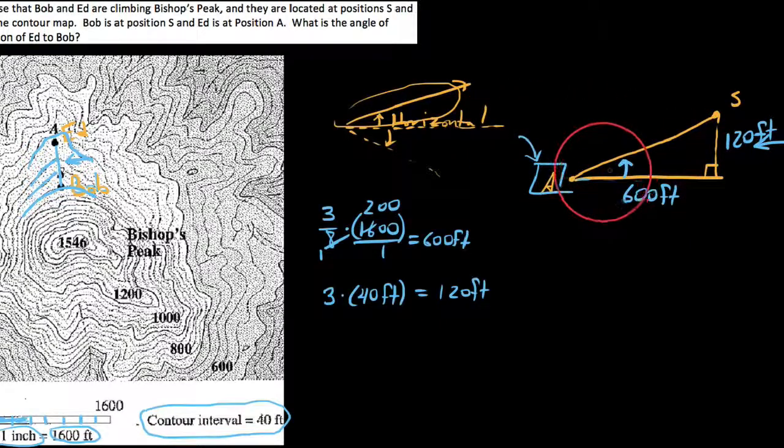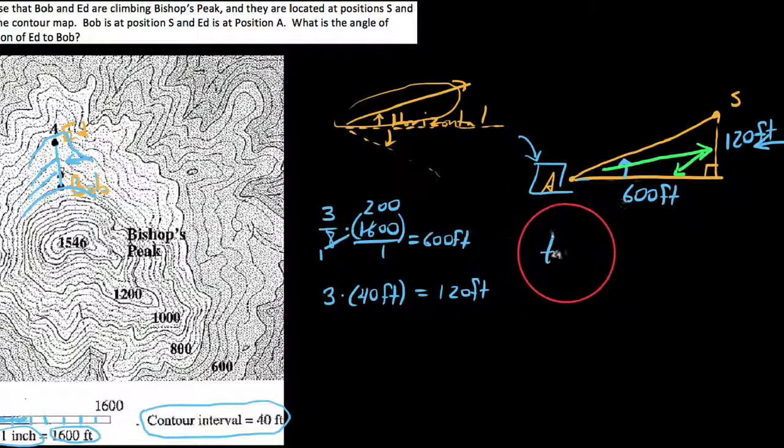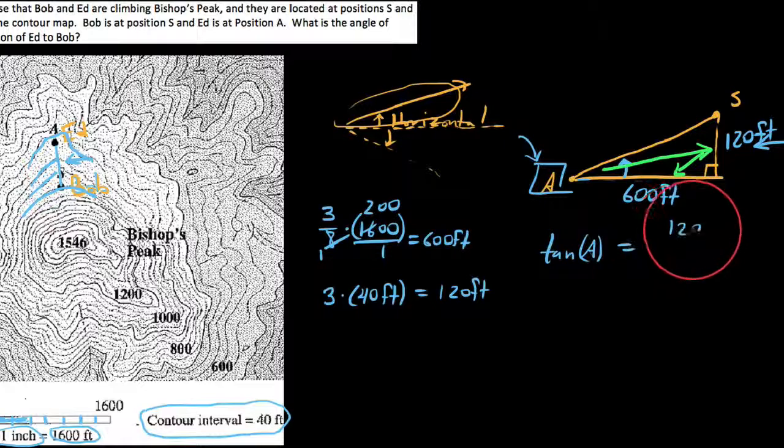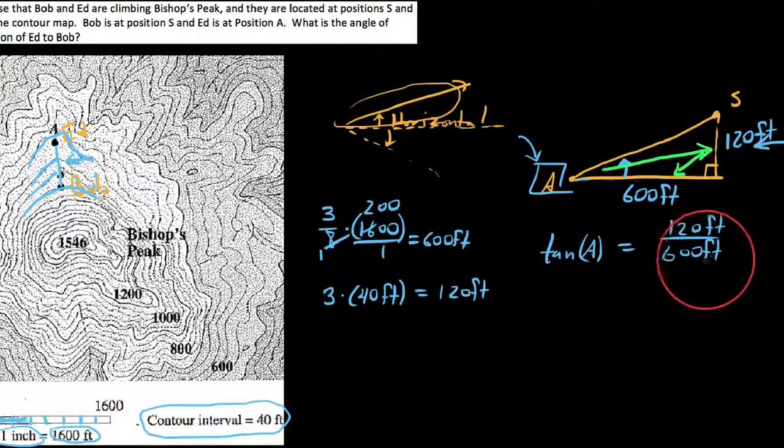Which trig function would relate angle A to the side opposite and the side adjacent? This would be tangent. We're going to set up our equation here. The tangent of our angle A would be equal to 120 feet over 600 feet. One thing's apparent: our feet cancel out. We lose a 0 on both of these. And then 12 over 60 reduces down to 1/5.